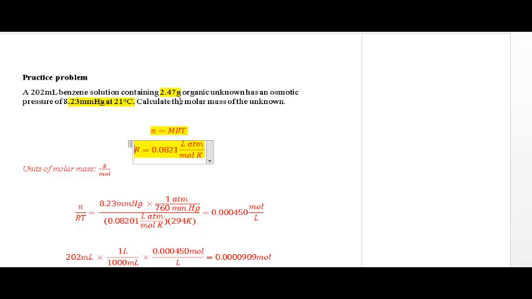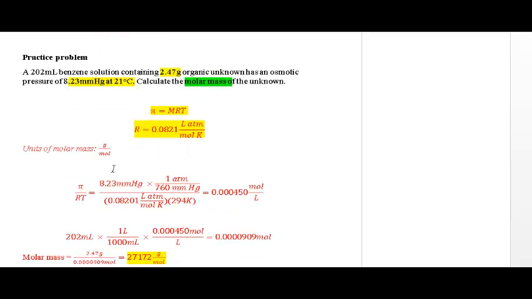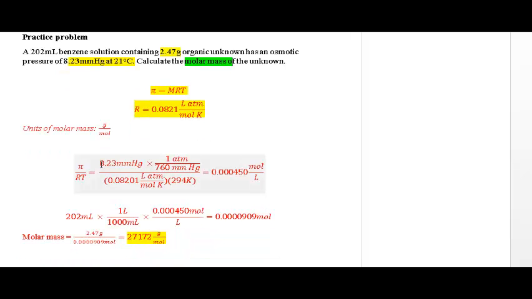So to solve this problem, we're being asked to get the molar mass. So the molar mass has units of grams per mole. So what I've done is basically solve for molarity M. Given our osmotic pressure of 8.23 millimeters of mercury, I went ahead and converted that to atmospheres. So that's the conversion factor. 1 atmosphere is equal to 760 millimeters of mercury. So that conversion factor will be given on the exam.